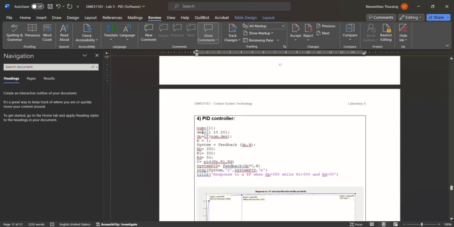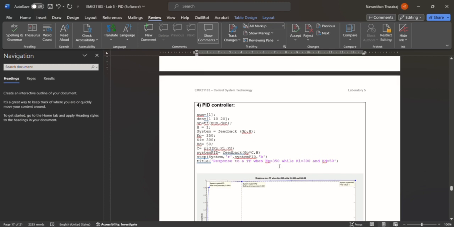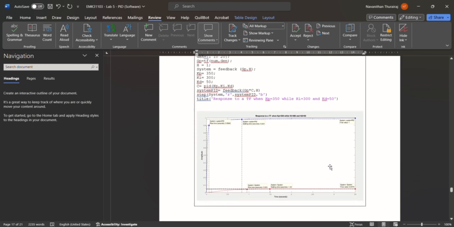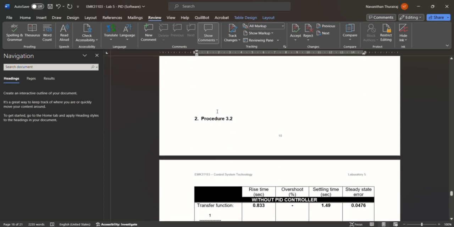PID controller. The numerator is the same, and the KP is 350, KI is 300, and the KD is 50. So this is the response to TF when KP equals 350 while KI equals 300 and KD equals 50. So this is the graph. So I'll show you the table.